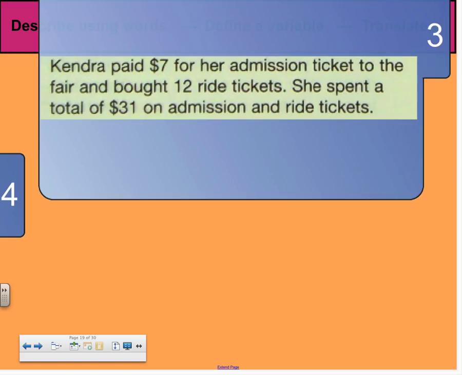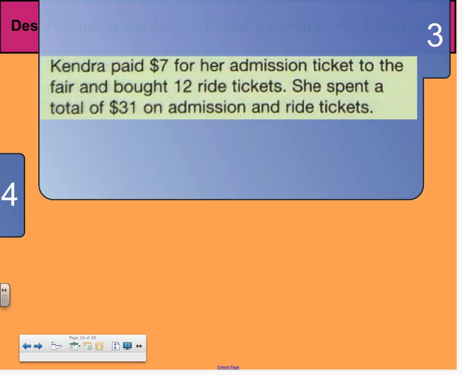Now, the difference is instead of having that nice little word sentence, we've got to create our own sentence. We've got to take a sentence out from a paragraph, okay? So we've got Kendra paid $7 for her admission ticket to the fair and bought 12 ride tickets. She spent a total of $31. All right.